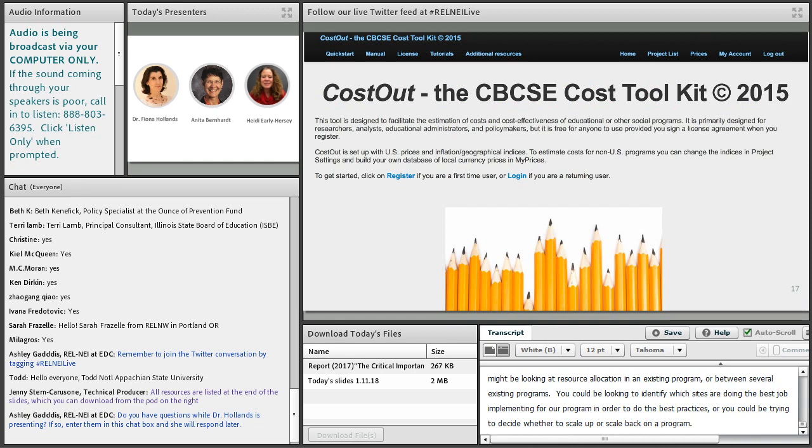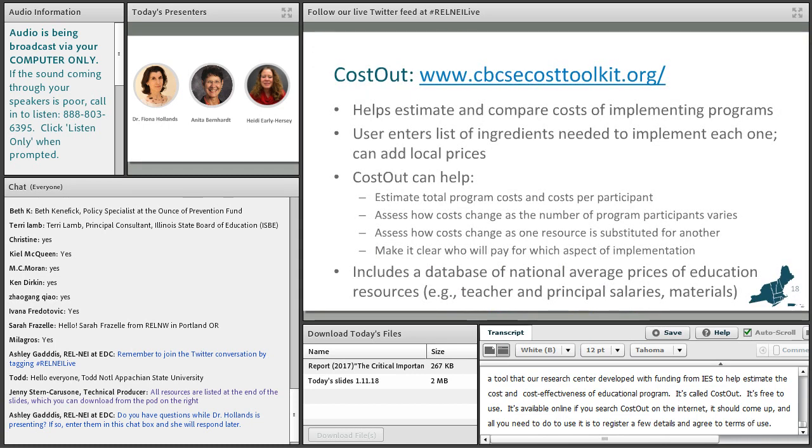So just in case you think you'll be doing all this on your own, I would like to introduce a tool that our research center developed with funding from IEF to help users estimate the costs and the cost effectiveness of educational programs. It's called CostOut. It's free to use. It's available online. If you search CostOut on the internet, it should come up. And all you need to do to use it is to register a few details and agree to terms of use.